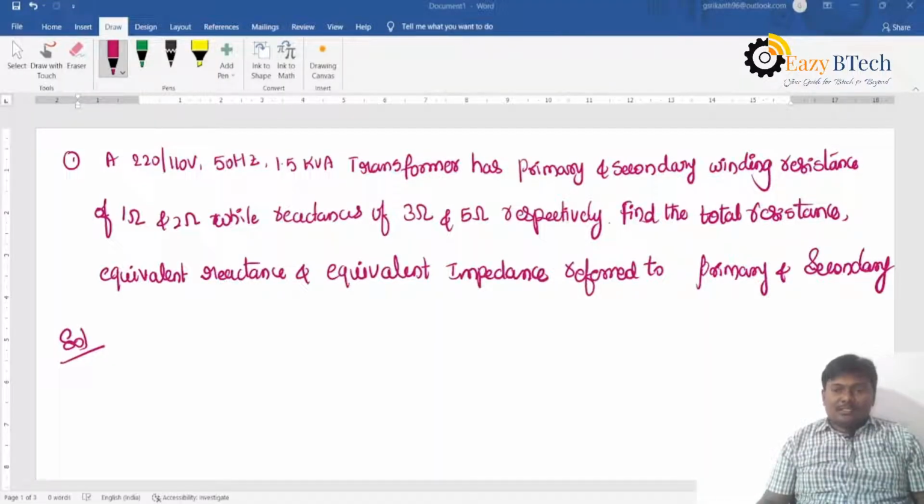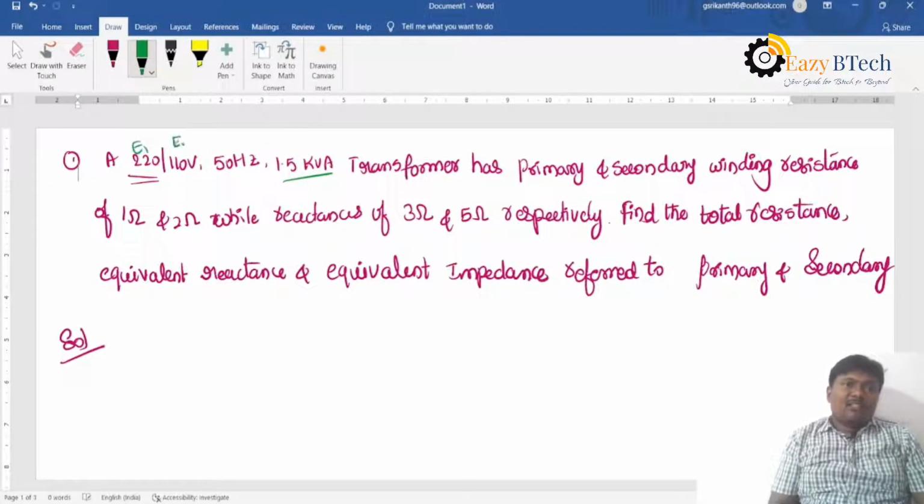We discussed some of the problems on equivalent impedance of single phase transformers. Coming to problem number 1: a 220 by 110 volts, 50 Hz, 1.5 kVA transformer. So this is E1 and 110 is E2. The frequency is 50 Hz and the rating is 1.5 kVA.